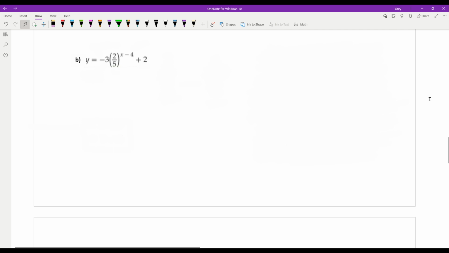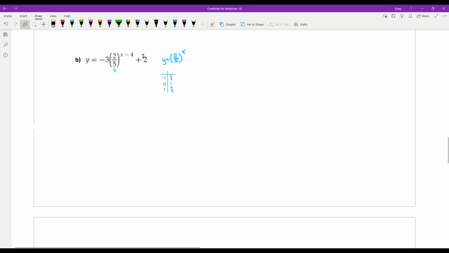So again, what is your b? Your b in this case is 2/5. So my key points still have negative 1, 0, and 1. But b at the bottom is going to be 2/5. And then 0 is going to give me 1, and I'm going to flip it to 5/2. So again, this is my parent function of y equals 2/5 to the x.